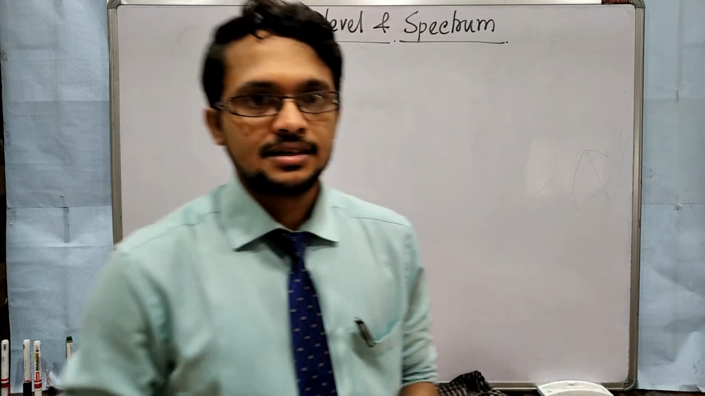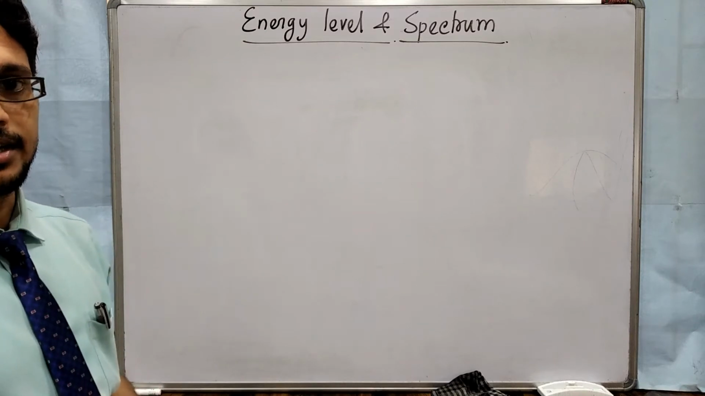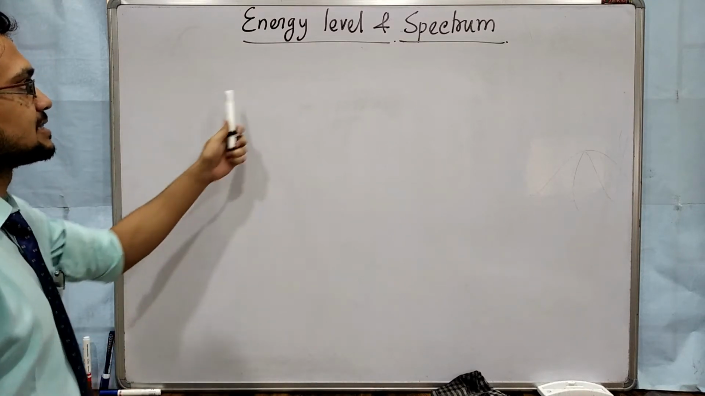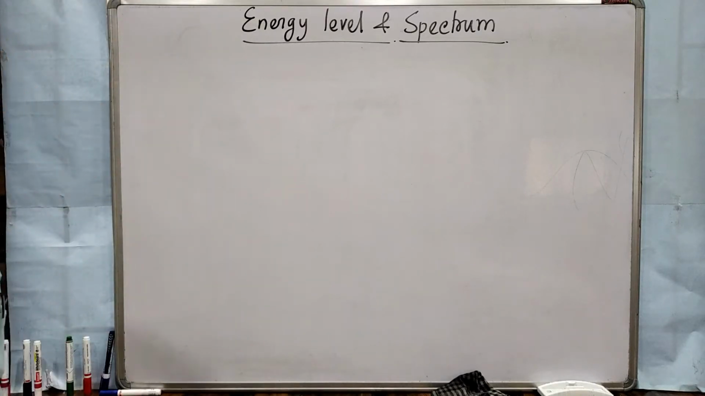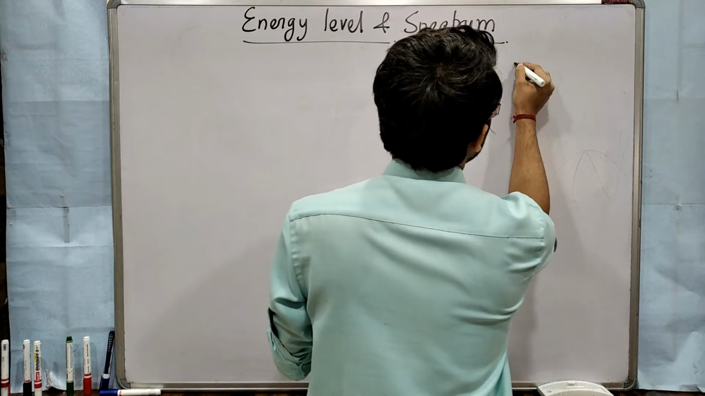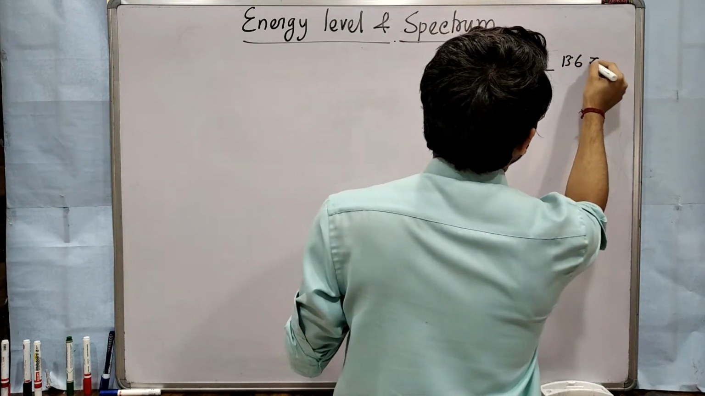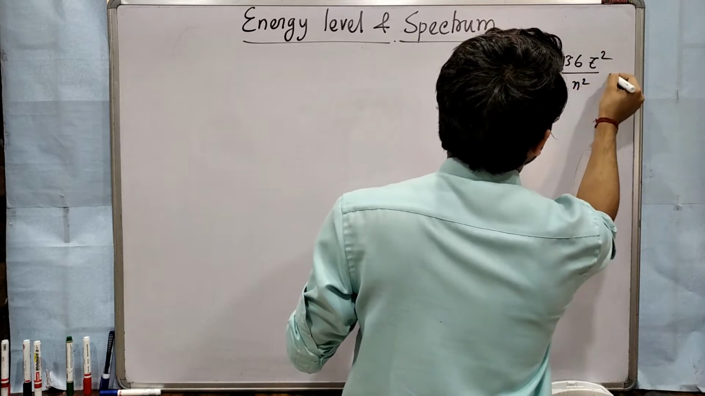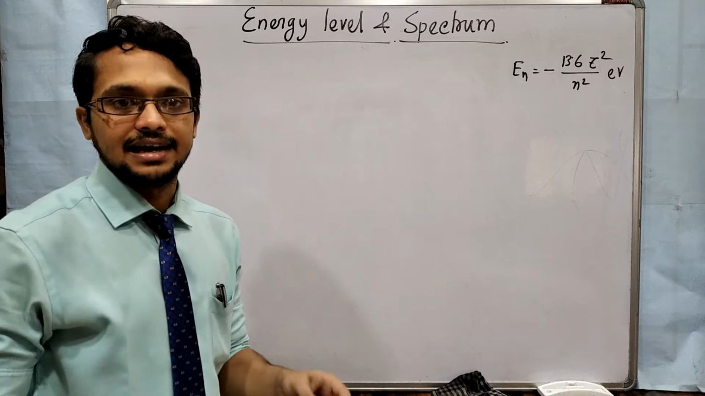Hello students. In this class we will see the next part of Bohr's atomic model, that is energy level and spectrum. In the last class we had already discussed the total energy of an electron present in stationary orbits, and the formula was En equal to minus 13.6 Z square by n square electron volt. This is for hydrogen like atom.